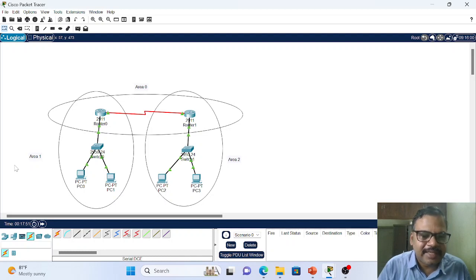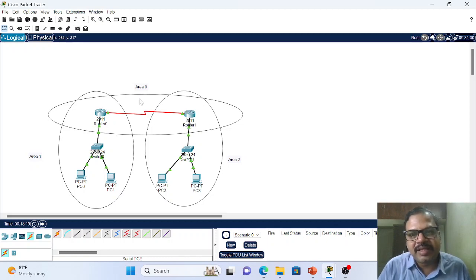Instead of using the network number, I'm using the area number. So this is the backbone area. The two routers are connected. This is the backbone area. Why it is called a backbone area is because here three networks are there. Area 0 is one network, area 1 is another network, area 2 is another network. So all these networks are connected together by using these routers, the routers in this area.